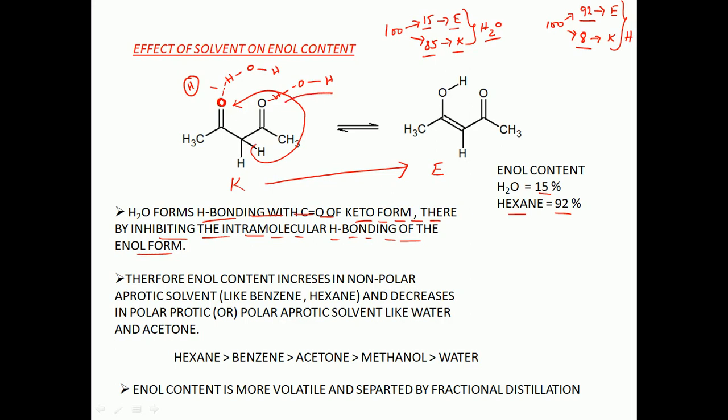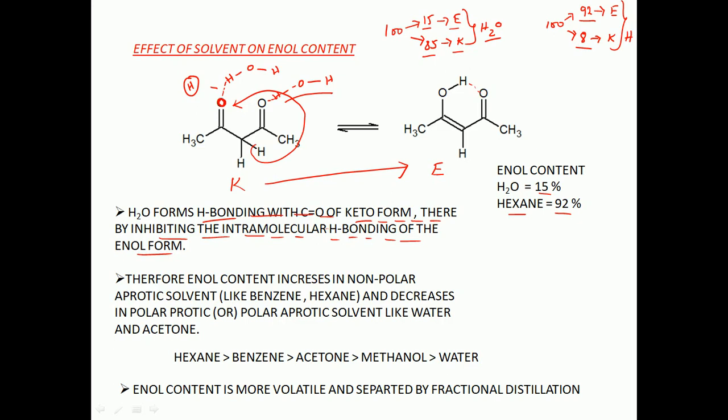That's what was written here. H2O forms hydrogen bonding with C double bond O of the keto form. If H2O forms hydrogen bonding with C double bond O of the keto form, hydrogen cannot transfer to the oxygen. The probability for the tautomerism will decrease. So by inhibiting the intramolecular hydrogen bonding, the hydrogen bonding will be decreased. Here you are having the intramolecular hydrogen bonding. The percentage of intramolecular hydrogen bonding will be decreased.